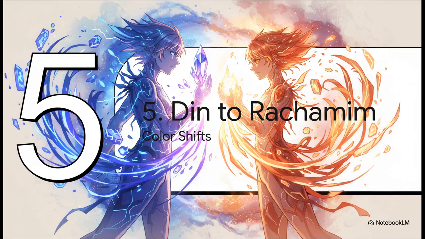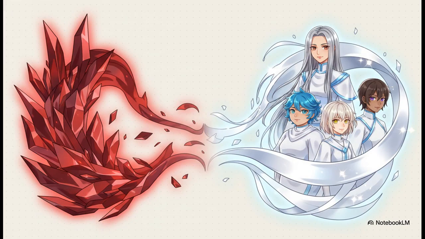Let's move on to Section 5, Color Shifts, Din to Rachamim. Now remember, adding new code isn't just a simple mechanical process. It's highly volatile and inherently causes a lot of system friction. And the Zohar describes this friction using these incredible color shifts.